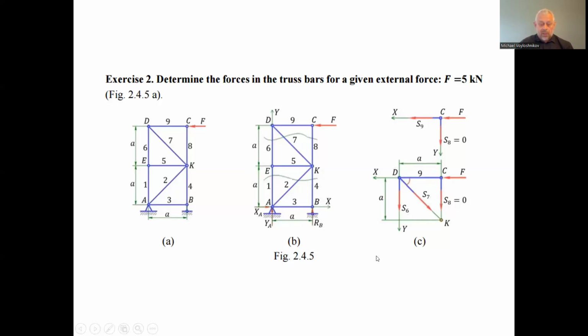Okay, but to do that, actually, first it's more reasonable to determine the support reactions in A and B. In A, with a fixed hinge, we have the projections on two axes, X and Y. In the node B, the sliding hinge, we can find only one vertical reaction, RB, or the same as this, YB.